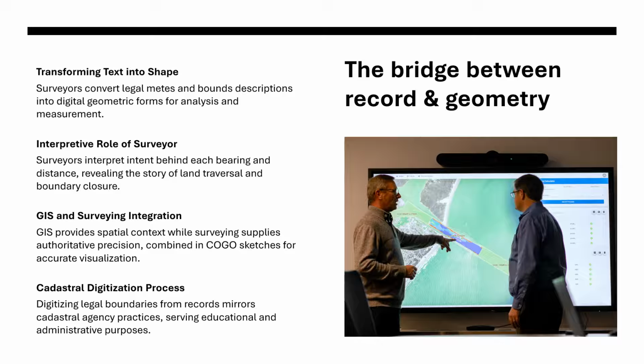Finally, recall Lecture 9, when we talked about cadastral systems. The process you're performing here, digitizing legal boundaries from record evidence, is exactly what cadastral agencies do worldwide, whether it's the Texas General Land Office or the Cadastral Map of Scotland. The difference is that your version is interpretive and educational. Theirs is administrative and authoritative.